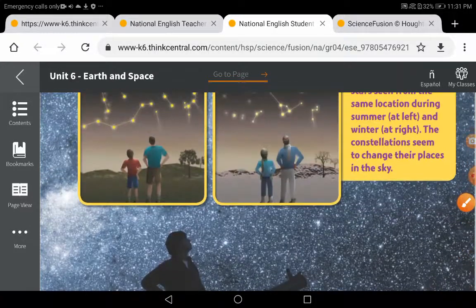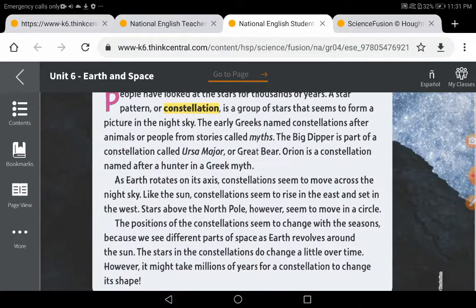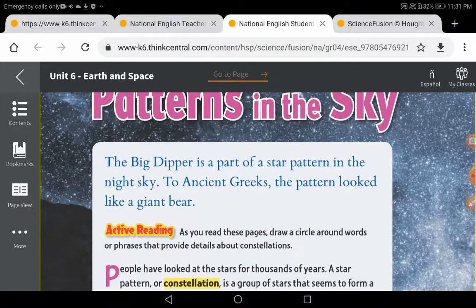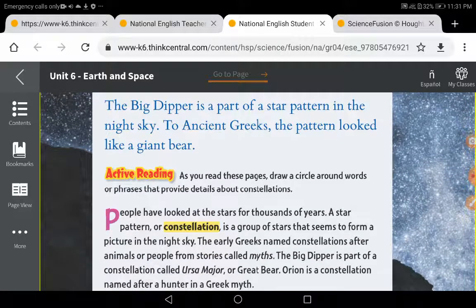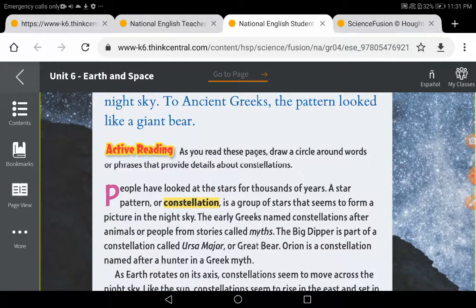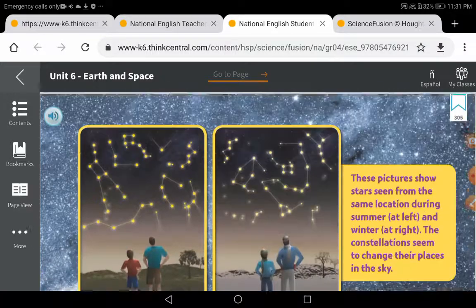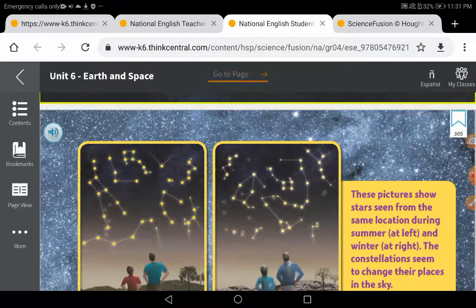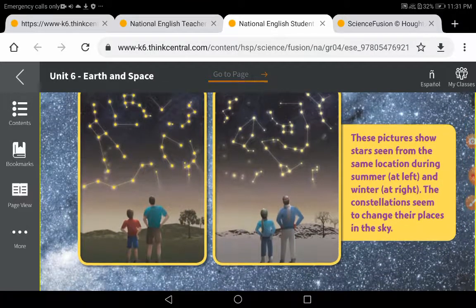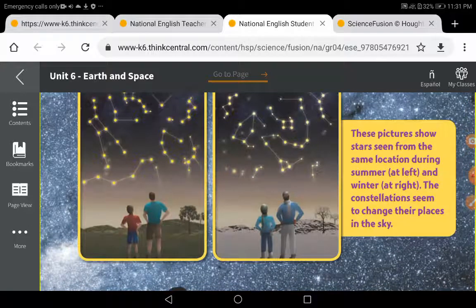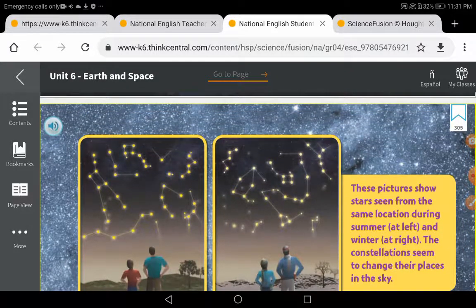Okay, now let's see patterns in the sky. You don't have to memorize these patterns in the sky, but you have to know them, and they are called constellations. Let's see this constellation here. As you can see, it's a group of stars. They form an imaginary picture or design in the sky.